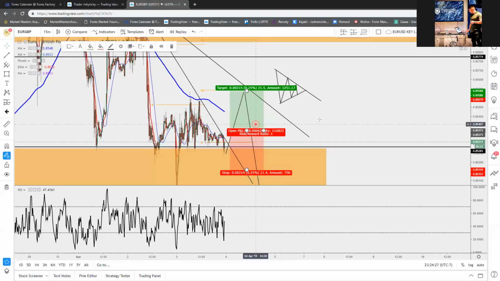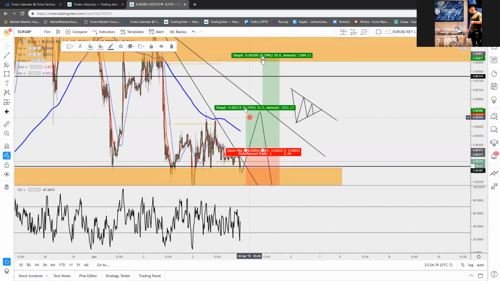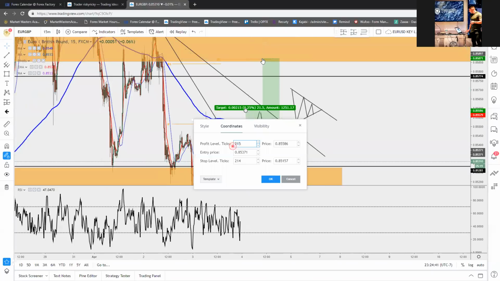371. Okay. And then I'll put my take profit where I would target. So it's about 500 micropips or so. Let's target 500 exactly. And this I'll just target 200 exactly. So 200, 200.